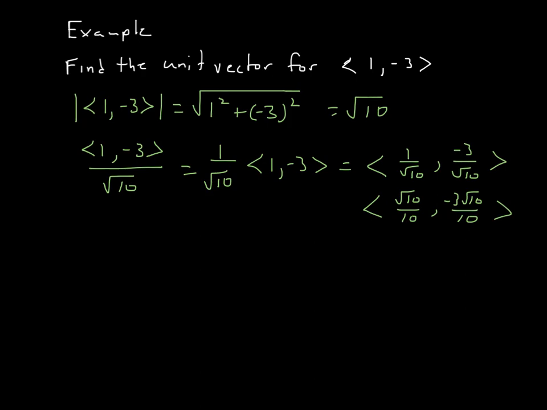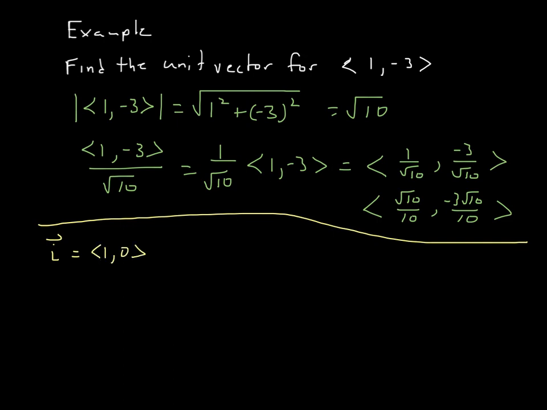Now we do also have 2 other special unit vectors. They are the vector i, lowercase i, which is the vector 1, 0, and lowercase j, which equals the vector 0, 1. What's special about these is that these are unit vectors, but they go either horizontal or vertical. The i is the vector that goes in the positive direction along the x-axis, 1 unit along the x, and j is the vector that goes 1 unit along the y.